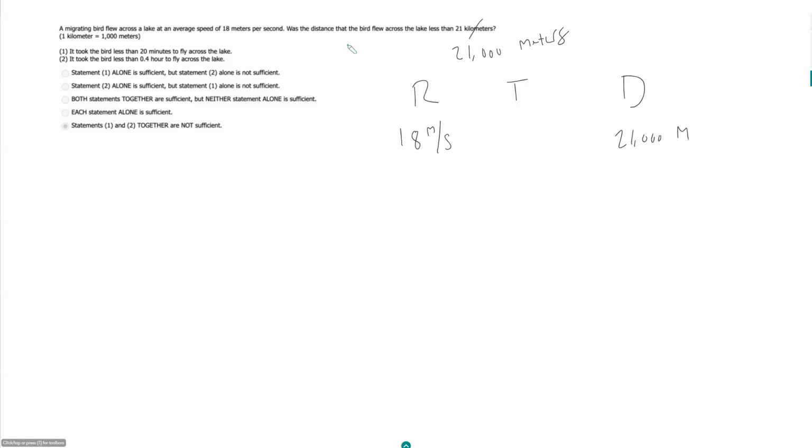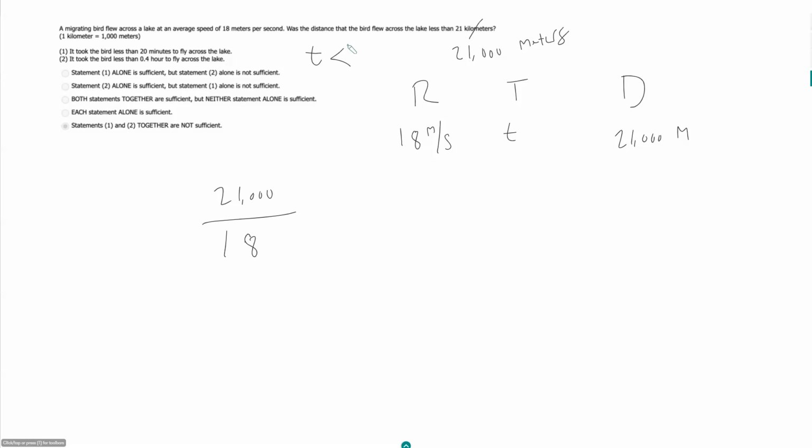So if I want to rephrase my question, was the distance less than 21,000 meters, especially because I see my statements are in terms of time. Well, what does that mean in terms of time? So is the time less than 21,000 divided by 18 seconds? So is t less than, and so what is 21,000 divided by 18?